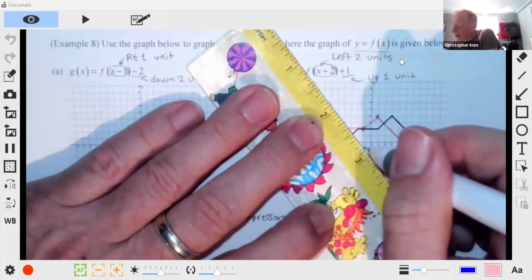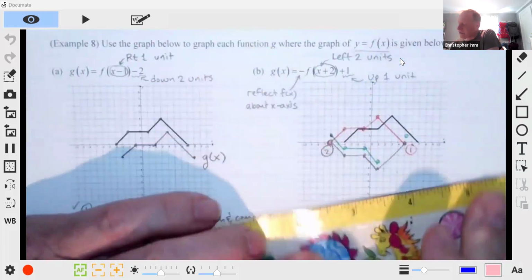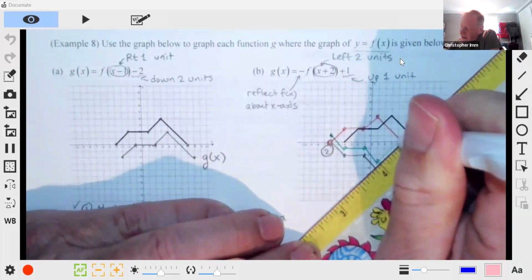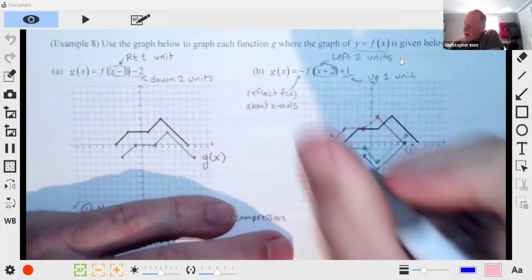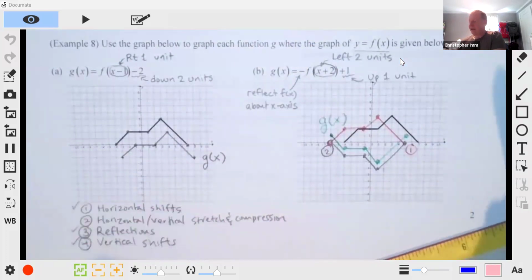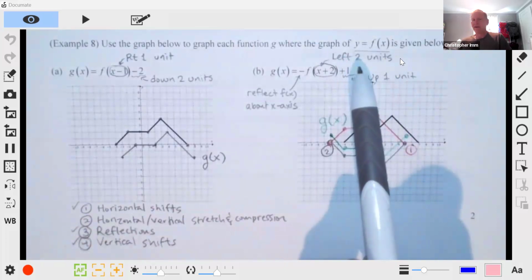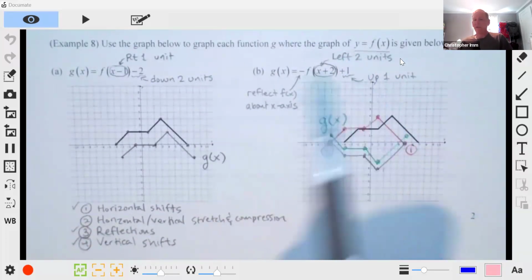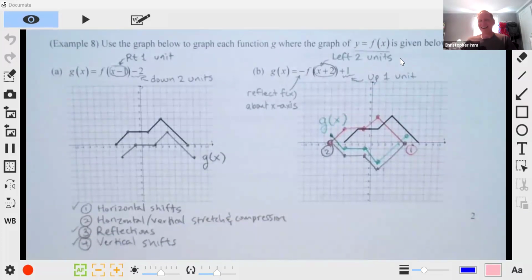Notice again how it's very similar to the one that we started with, but it's just been moved around. Specifically, it's been moved left 2 units, reflected about the x-axis, and then up 1 unit. All right, I hope this has helped.